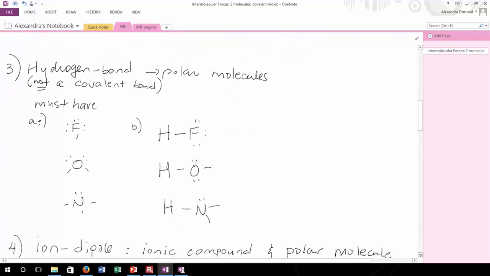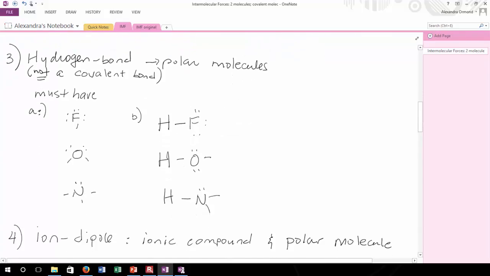The third IMF is hydrogen bonding. Hydrogen bonding is also found in polar molecules. Now, this hydrogen bond, do not confuse it with a covalent bond. It is an attractive force between at least two molecules. For a hydrogen bond, a molecule must have fluorine, oxygen, or nitrogen along with their lone pairs. And there must be a hydrogen present that is bonded covalently only to fluorine, oxygen, or nitrogen.